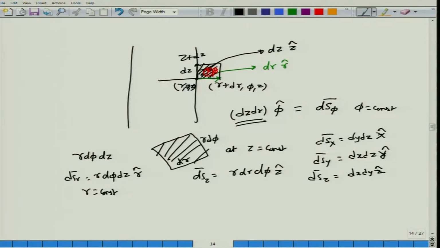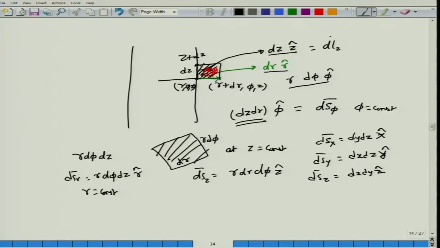Incidentally, I have moved a certain distance along r and along z, and also a certain distance of r d phi along the phi direction. These three movements along the specified directions r, phi and z are called line segments. So I have actually moved in an oriented way along the r direction, z direction and the phi direction. So these are the line elements. You can call them dlz, dlr, and dl phi.